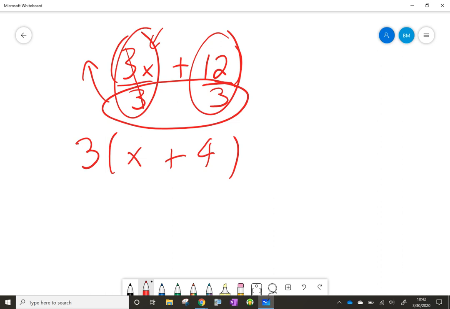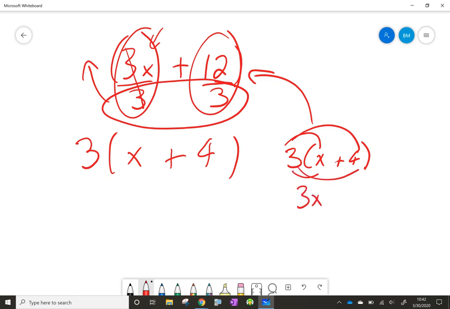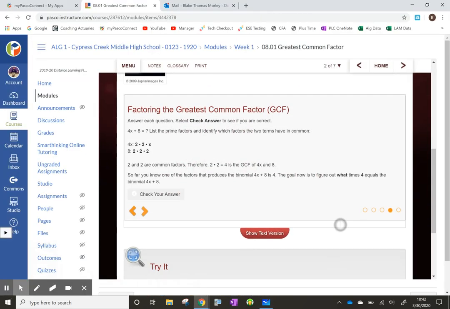And remember, it should work both ways. So if you took your answer, 3, parentheses, x plus 4, and you distributed, you should get the exact same thing we started with. Remember, because these go back and forth. 3 times x would be 3x, and 3 times 4 is 12. So you get 3x plus 12. You get the same thing we started with. So because we're just going back and forth from one form to the next, that's our approach, okay? That's factoring by GCF in a nutshell.